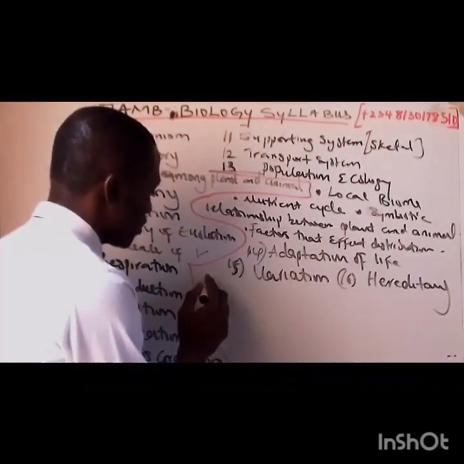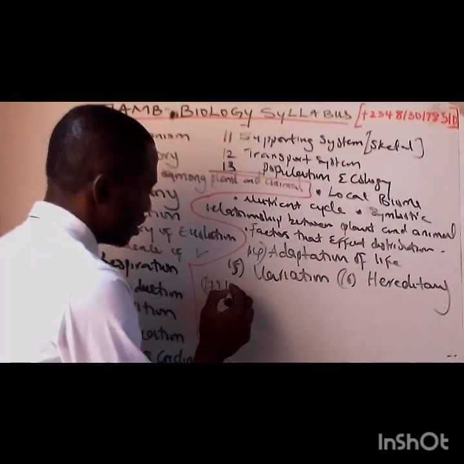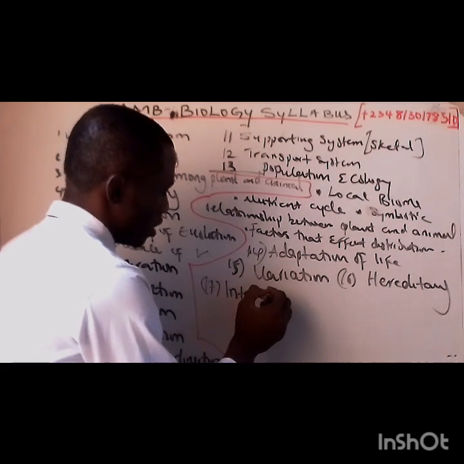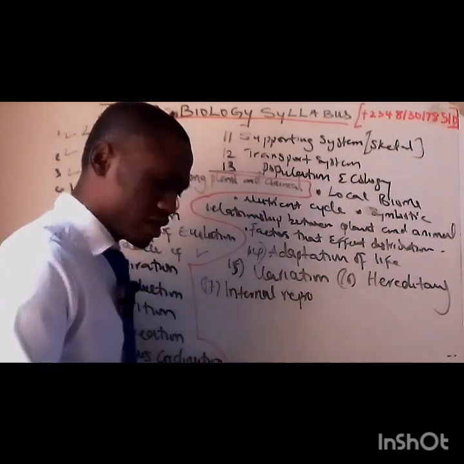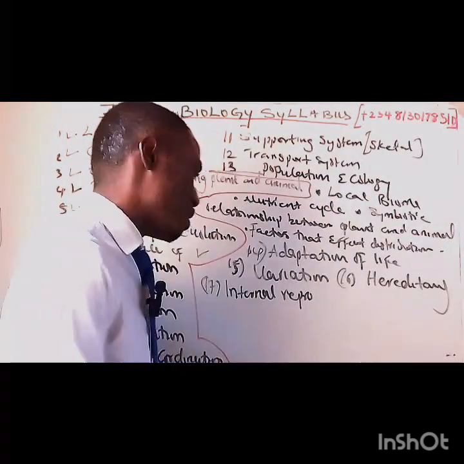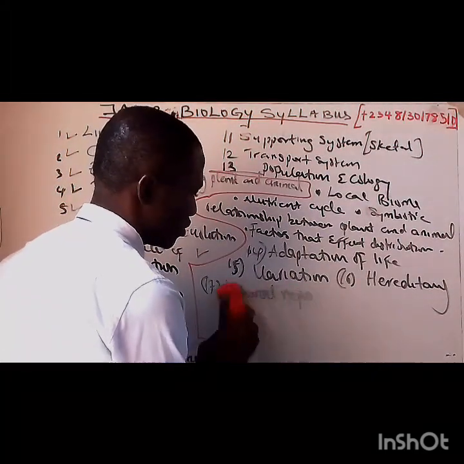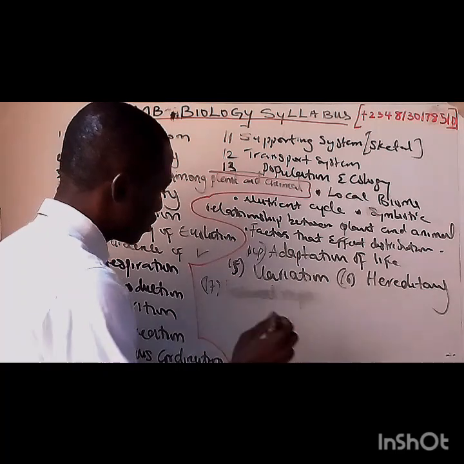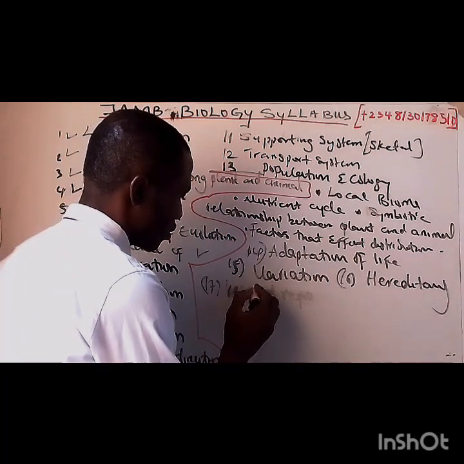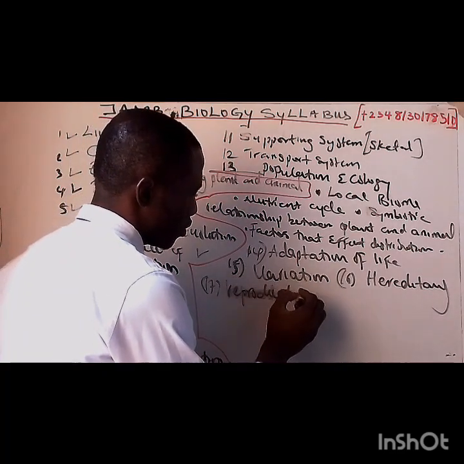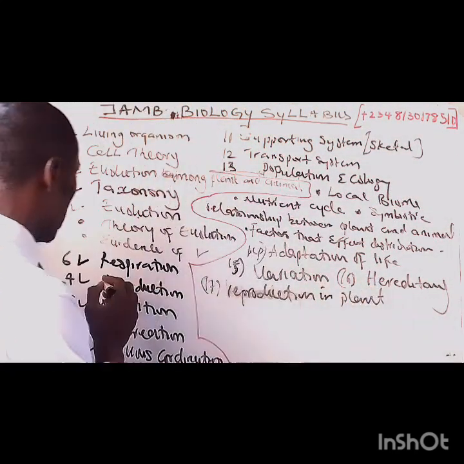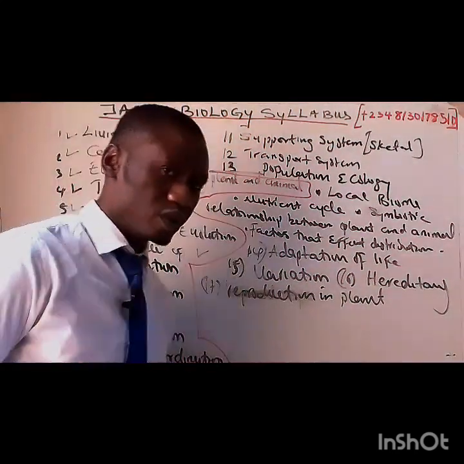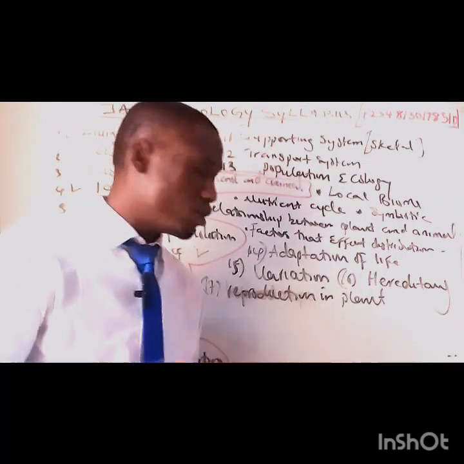Anyhow, 17, or let's call it reproduction in flowering plant. Anyhow, reproduction in plant. And then let's call this reproduction in animals. So you can put that there, over there, animals.